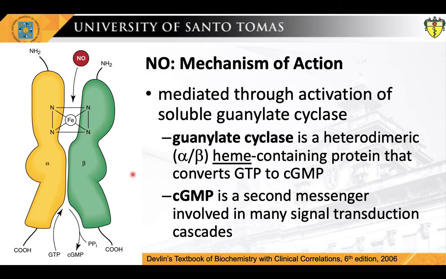As mentioned, the physiological functions of nitric oxide are mediated through activation of soluble guanylate cyclase to produce cyclic GMP from guanosine triphosphate. Guanylate cyclase is a heterodimeric, heme-containing protein that converts GTP to cyclic guanosine monophosphate, or cGMP. It is composed of alpha and beta subunits. Cyclic GMP, as we have learned, is a second messenger involved in many signal transduction cascades.